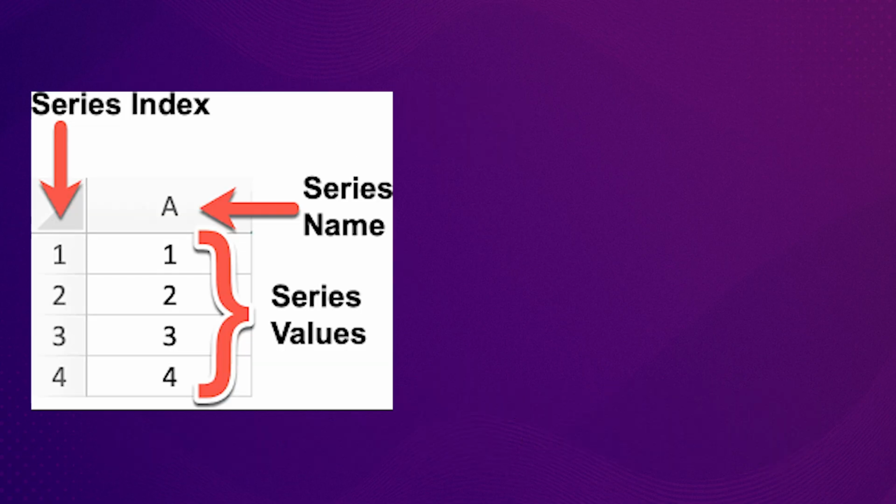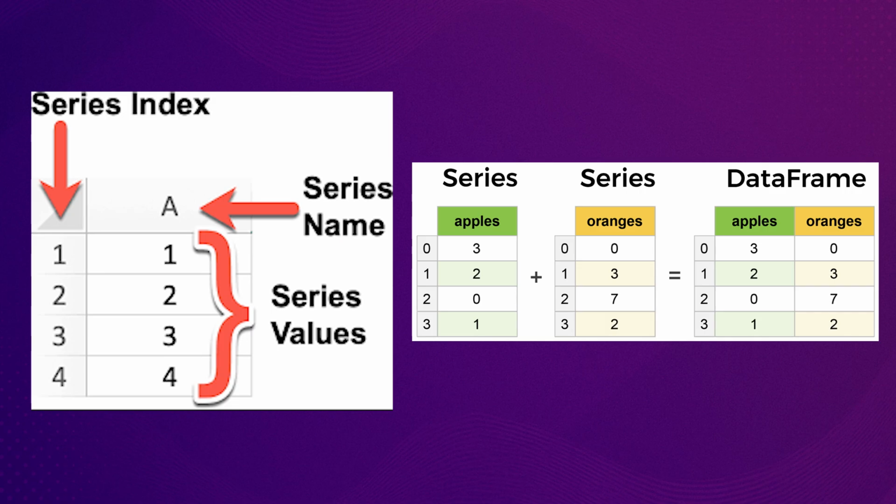A Series is like a table of a single column. A DataFrame is like a table of rows and columns.